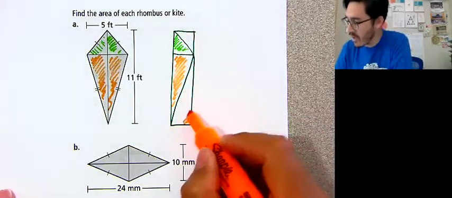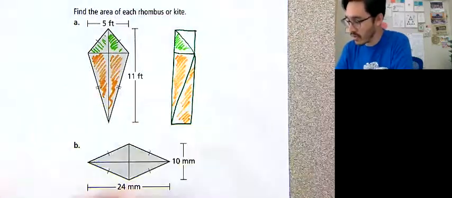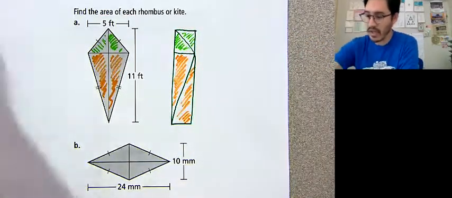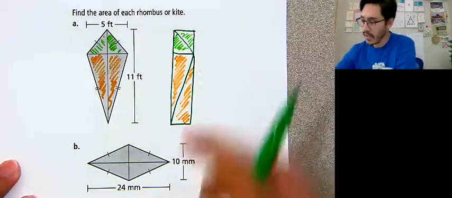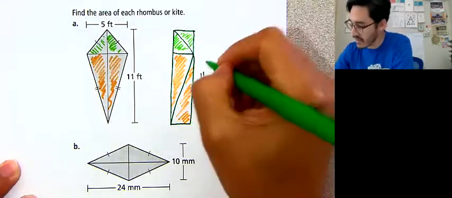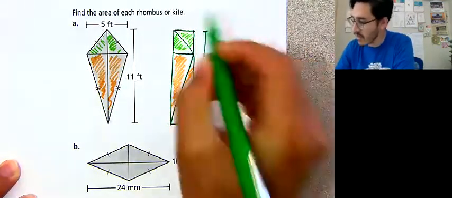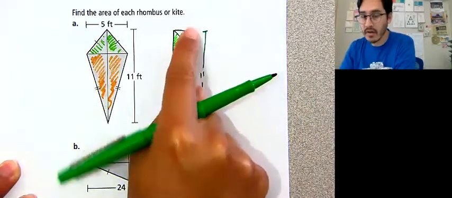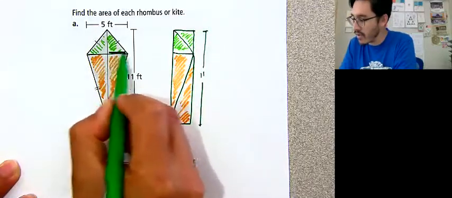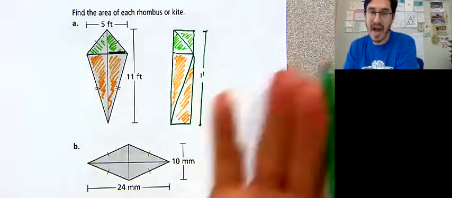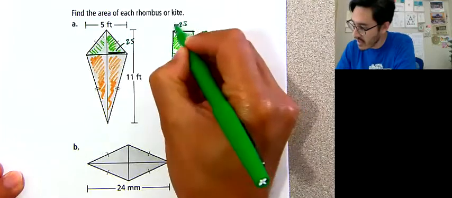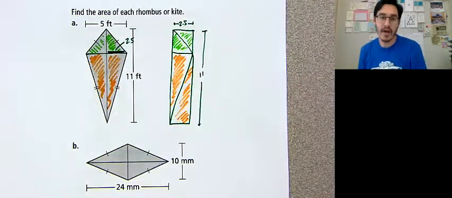So by doing that, we have a much more familiar shape, which is a rectangle, and rectangles are super easy to calculate the area of. It's just the length times the width. Now this rectangle has the same length or height as the kite here, so that's 11 feet. But the width here, well, the original width is 5 feet across. So if we just look at one of those green triangles, it's only going to be half of that, so 2.5. And that tells us that our rectangle over here is just 2.5 feet wide.